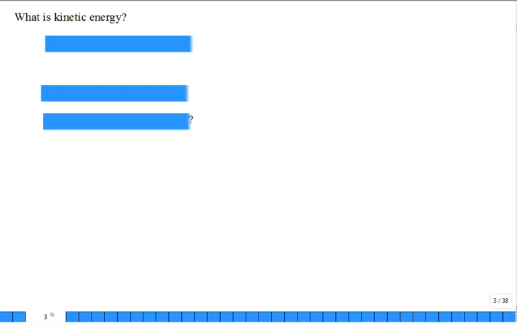What is kinetic energy? I'm not going to do too well in this class if we don't have a very firm grasp of kinetic energy. So I'm going to stop. I want you to write down what is kinetic energy on your sheet of paper, because watching me tell you what's important isn't as important as you being able to tell yourself and remember and recall. Okay, what is kinetic energy?